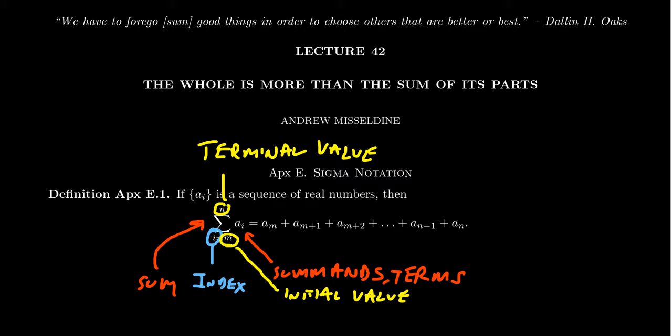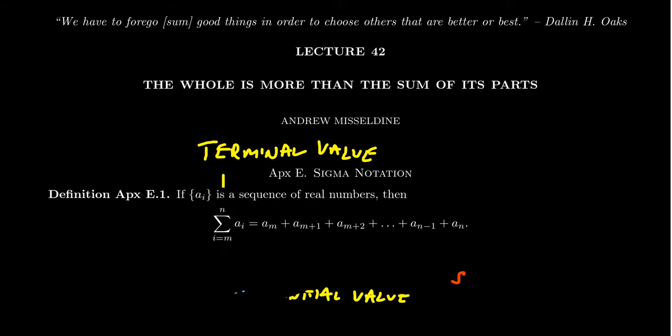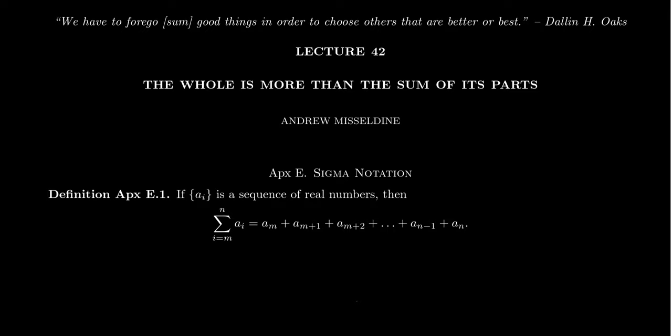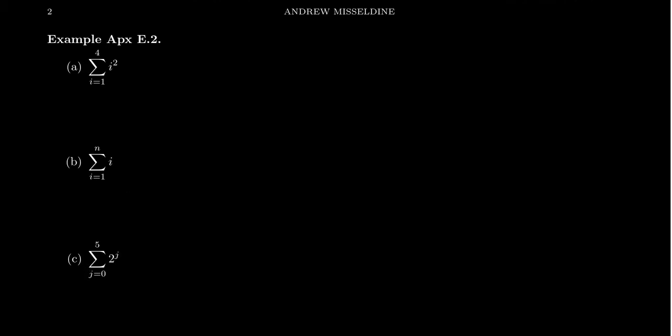Terminal value there. And so if I get this out of the way for a sec, we have this sum of the terms a sub i, where i goes from m to n. And so you see that there's this starting term, m, and n. So m represents where it starts, and n represents where it ends. And the i just kind of keeps track of where you are along the way. And so this is going to be the sum that goes from a sub m all the way up to a sub n. Let's look at some specific examples to see what's going on here.